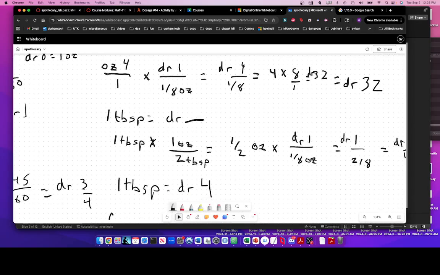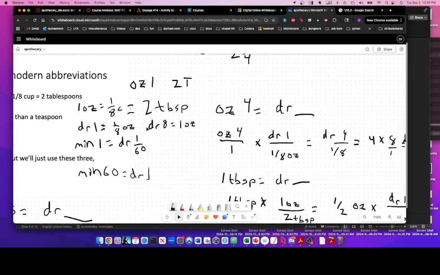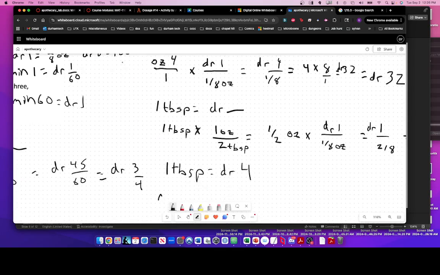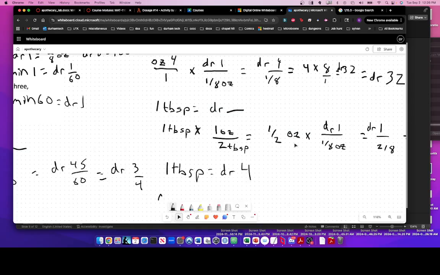So first, let's get from tablespoons to ounces. So 1 tablespoon times 1 ounce for every 2 tablespoons will give us, so using this 1 ounce over here is equal to this 2 tablespoons over there is our equation. Put the ounces on top, the tablespoons on the bottom, and we find that 1 tablespoon is 1/2 of an ounce. So we got from tablespoons to ounces.